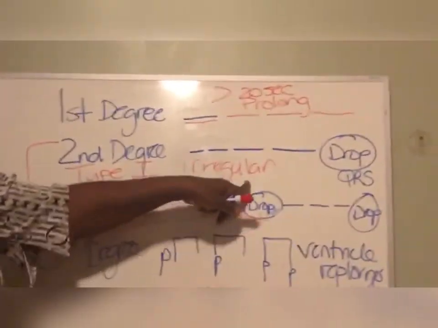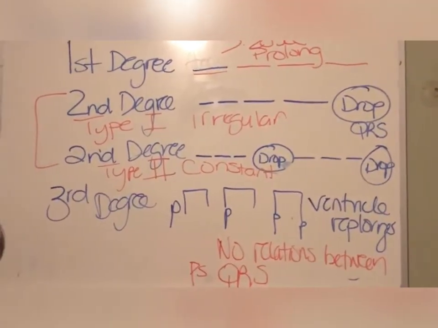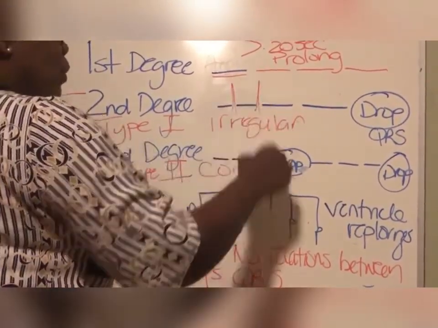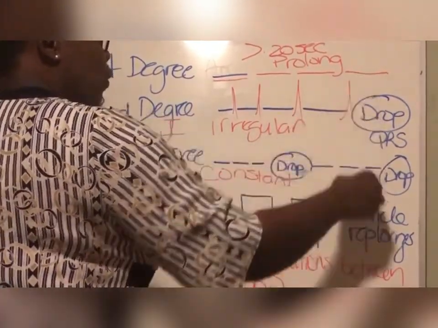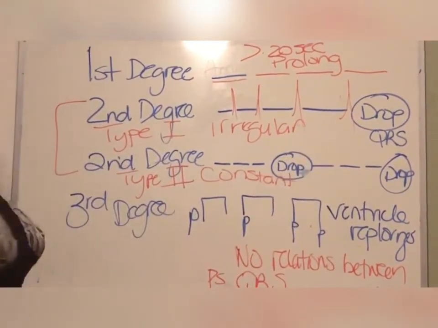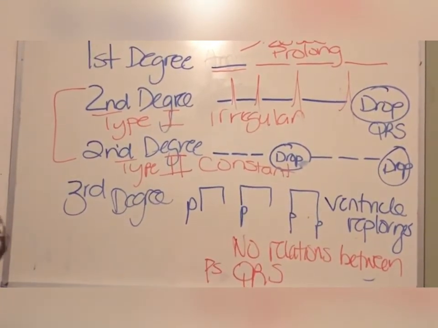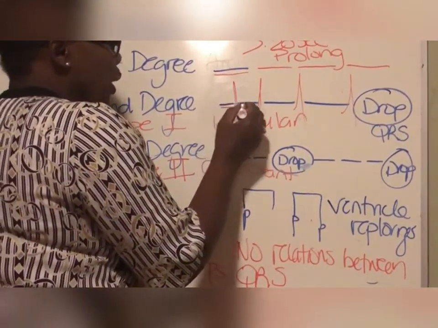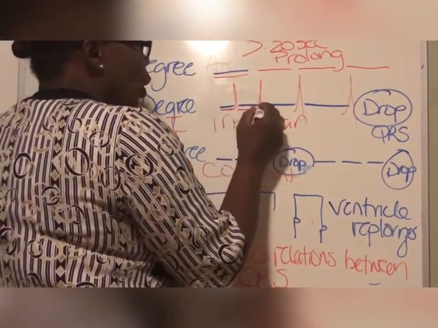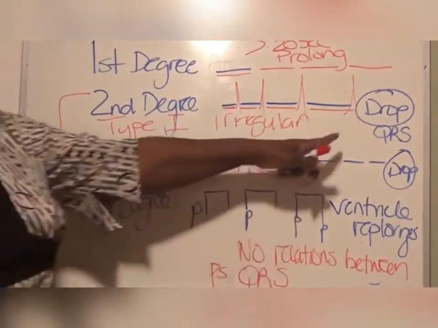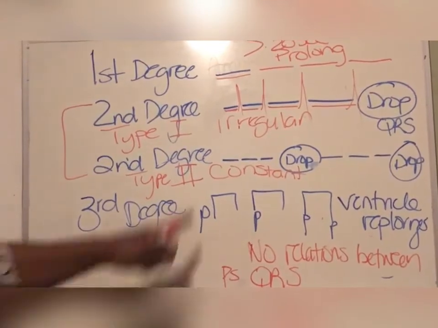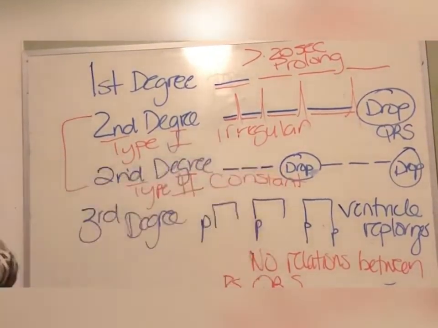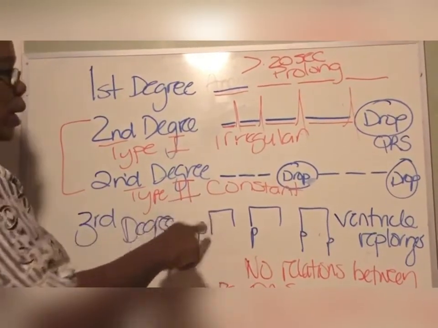Your second degree type 1 is irregular. Look at this. Your first P comes, then you have your QRS, right? Your second P comes, you have your QRS. Your third P, a QRS, and so forth, right? Then all of a sudden it drops. It does not produce a QRS. And then it starts again, okay? You have long, longer, and then your QRS just drops off. There is no QRS. Then it does it again. Long, longer, QRS drops, okay? It's irregular.